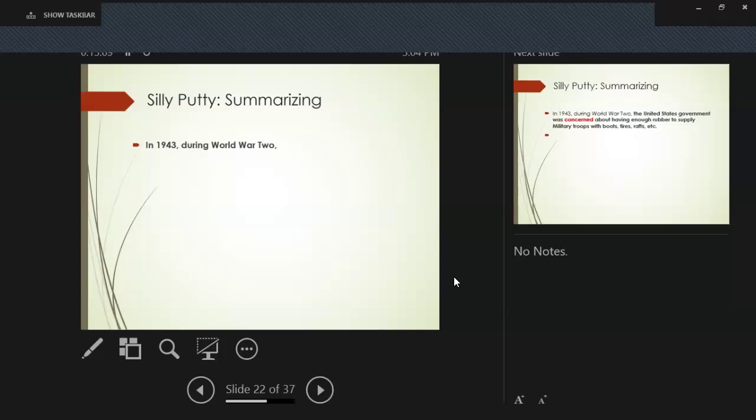We want to talk about why silly putty is important. OTs use silly putty now. If you've ever had OT and you're squeezing that, you're squeezing silly putty. Okay, so silly putty is now being used in a lot of different ways. Okay, last page.